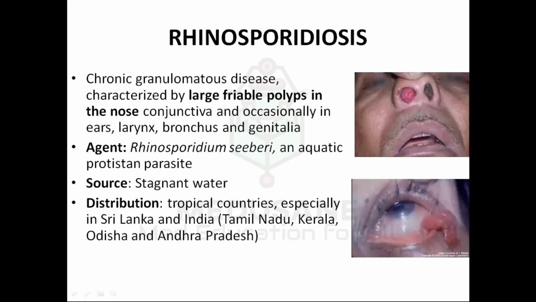Then coming to the last one, rhinosporidiosis. Rhinosporidiosis forms a large friable polyp in the nose, and it also forms in the conjunctiva, and we can also see it in the ears, larynx, bronchus, and genitalia. What is the agent causing rhinosporidiosis? Rhinosporidium seeberi, which is present in aquatic areas. So those who swim in contaminated ponds will get this infection. The source is mainly found in Tamil Nadu, Kerala, Odisha, and Andhra Pradesh in India.